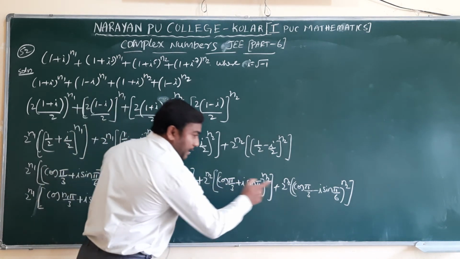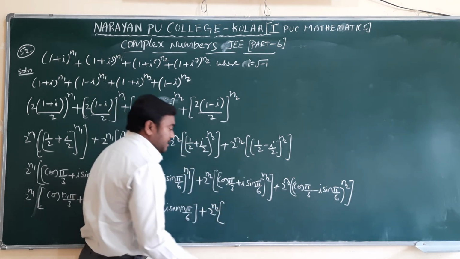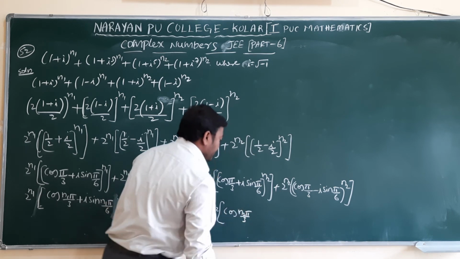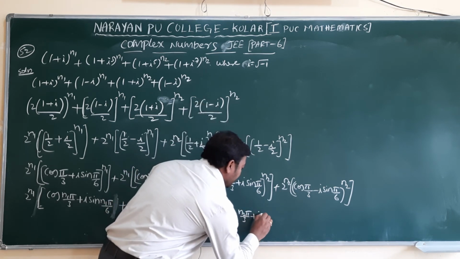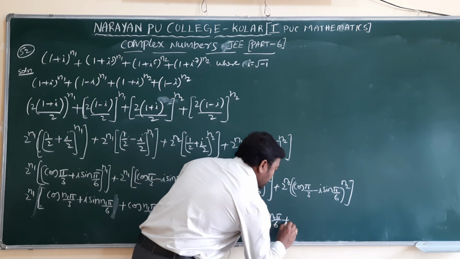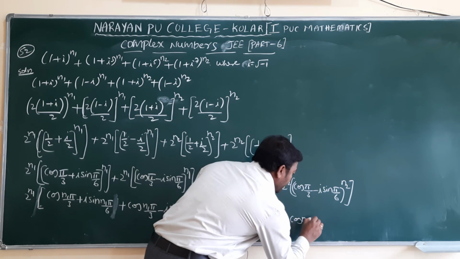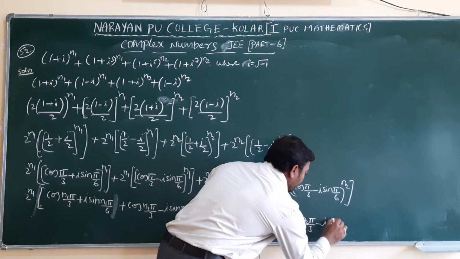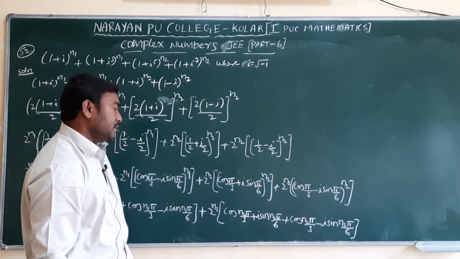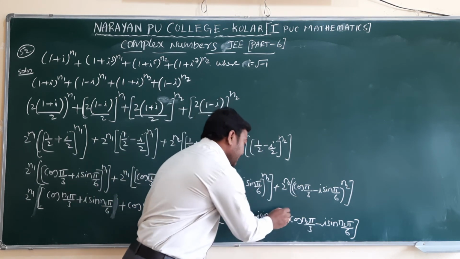Plus here I take 2^n2 common. Applying De Moivre's theorem, cos of n2 pi by 4 plus i sin of n2 pi by 4 plus cos of n2 pi by 4 minus i sin of n2 pi by 4. Now the plus i sin and minus i sin terms cancel out.